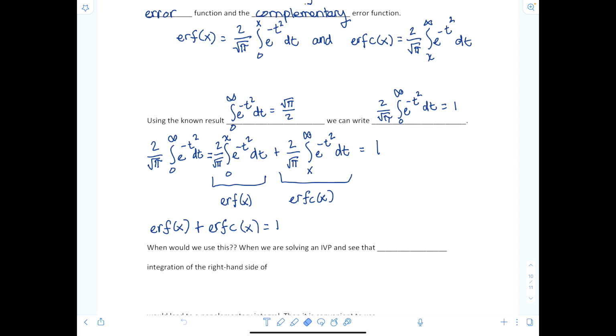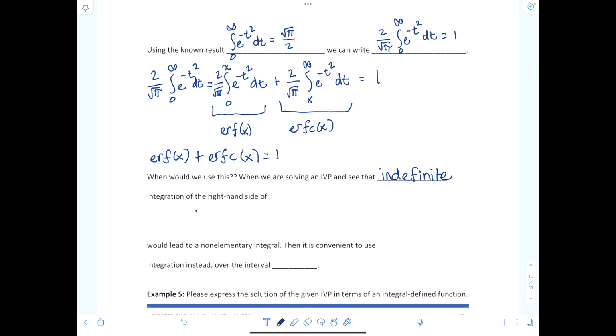indefinite integration of the right-hand side. Remember we have d dx on that left side, you have your e to the integral p of x dx times y on that left-hand side. But on the right-hand side, if you get something that's a non-elementary integral, this is where you would use it.